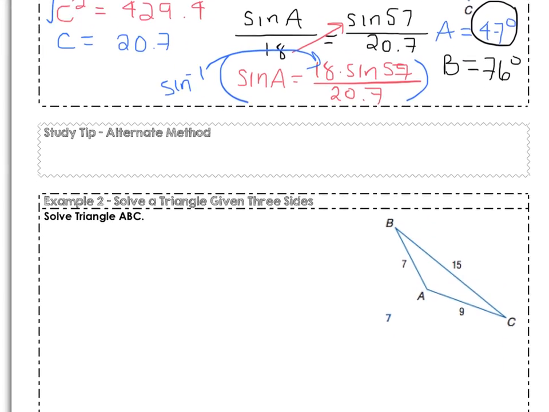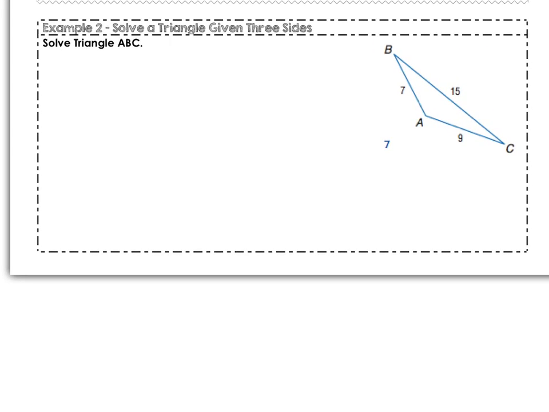All right, so now we're going to look at example 2 where I'm given 3 sides. One of the recommendations is always to solve for the largest angle first whenever doing law of cosines. Well, the largest angle is going to be across from the largest side. So we're going to use our formula here. We're going to have 15 squared is equal to 9 squared plus 7 squared minus 2 times 9 times 7 times cosine of the angle A that I'm looking for here.